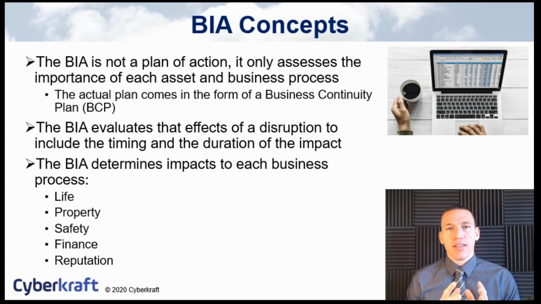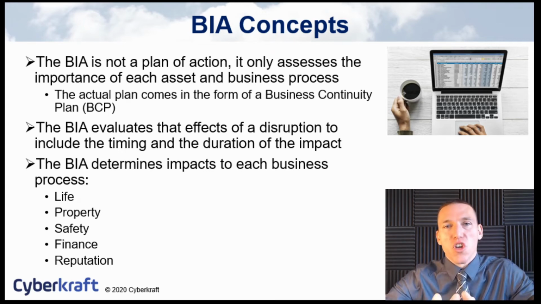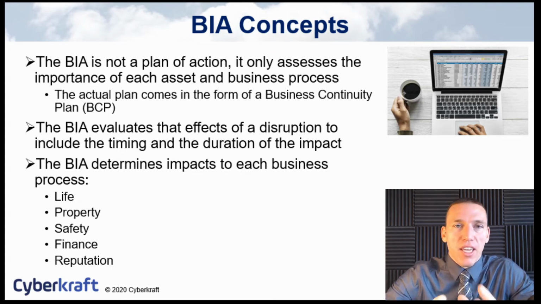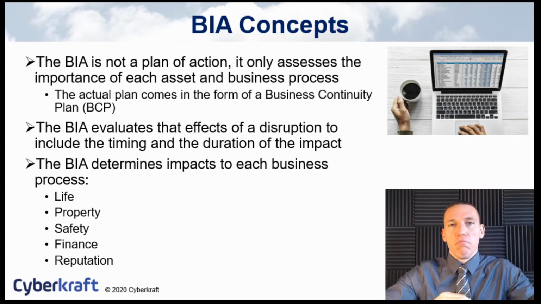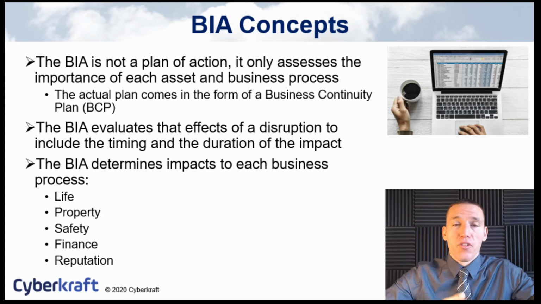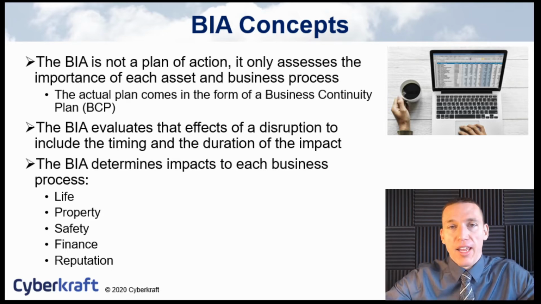The business impact analysis itself is not a plan of action. That plan is a business continuity plan, but the BIA is used to determine the impacts into different areas of the business. And those areas are considered based on the following categories: life, property, safety, finance, and reputation.